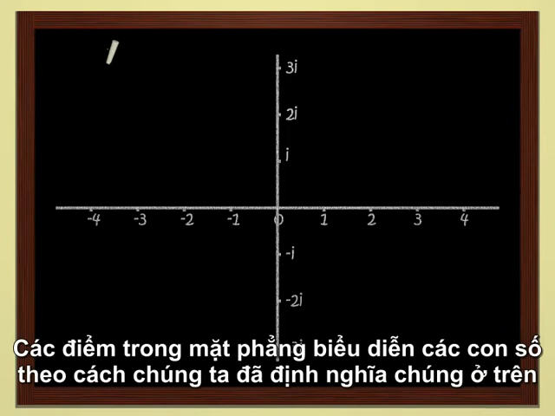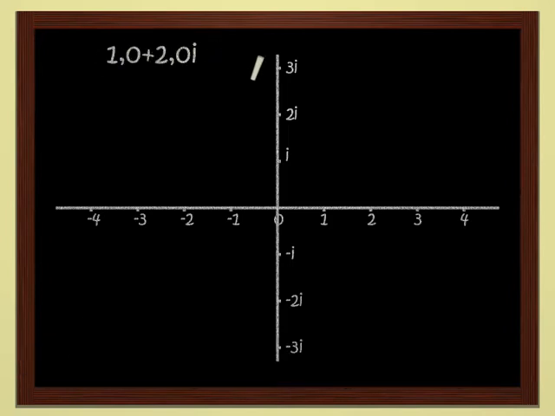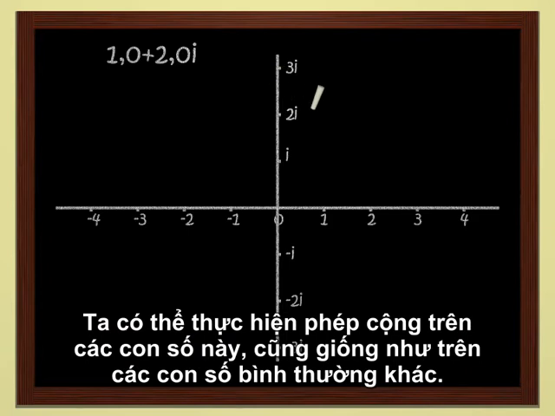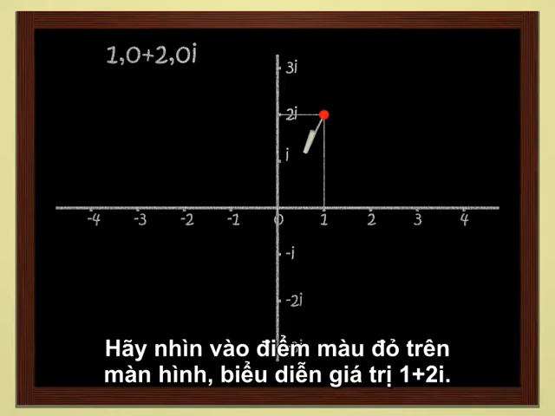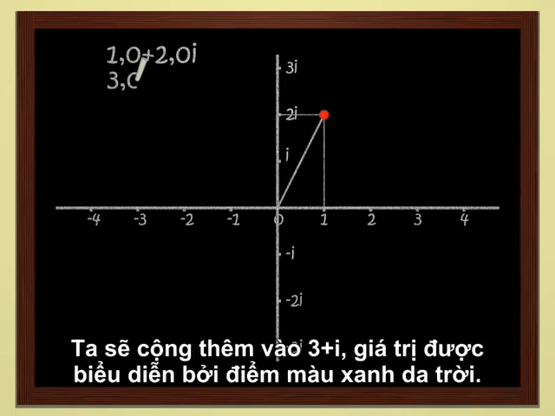Points in the plane become numbers in their own right. These numbers can be added, just like usual numbers. Look at the red point, which is the point 1 plus 2i. Let's add 3 plus i, which is the blue point.